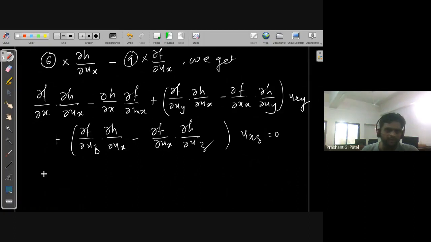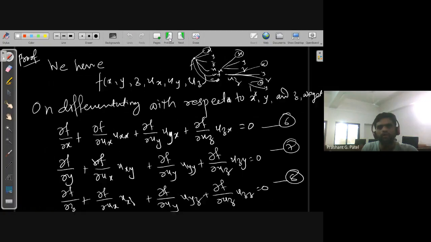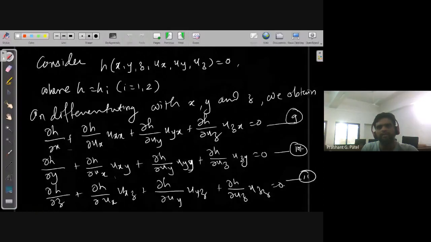Okay, and these things we can get, since Uxy is the same as Uyx, Uyz is the same as Uzy, and Uxz is the same as Uzx, which we have already used here. Now once you have done this with equations 6 and 9, the same thing you can do for 7 and 10 and 8 and 11.